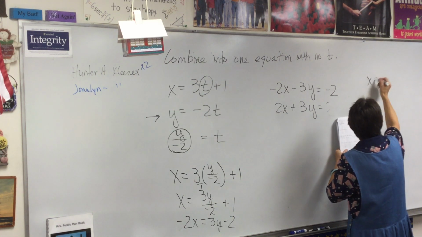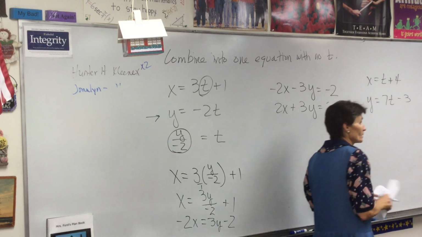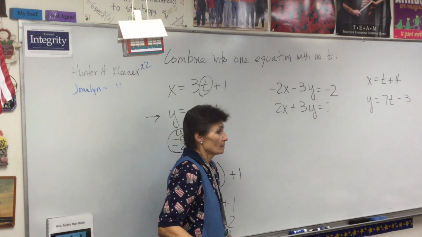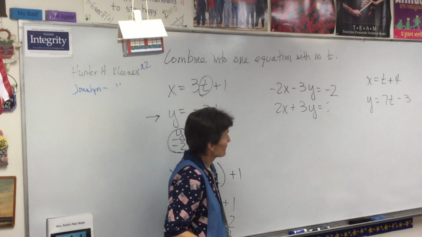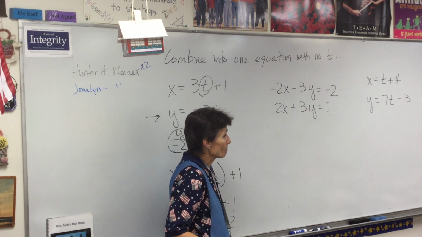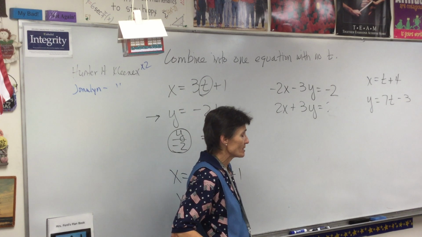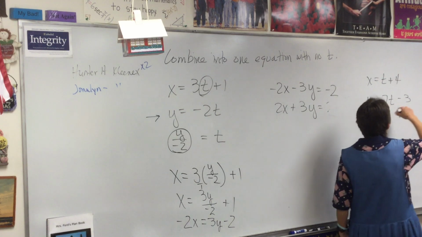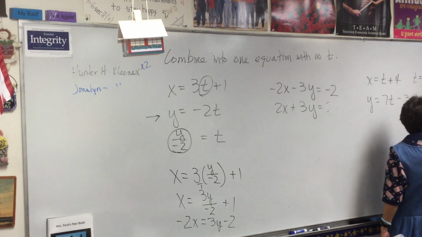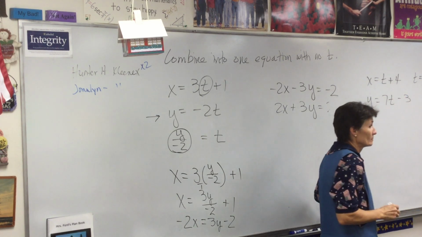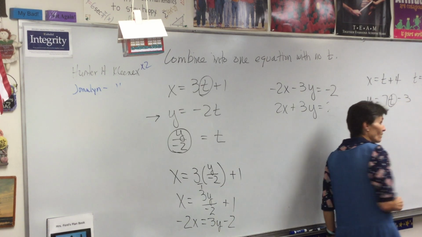The next one says x equals t plus 4 and y equals 7t minus 3. So in one equation, I have to get t by itself. So what do you think? I think it'd be easier on the top one, wouldn't it? Won't make any difference. Your answer will be the same, but it would be easier on the top. So what is t going to equal in this equation? X minus 4. Subtract 4. Then take this, which is the t value, and plug it in right there.